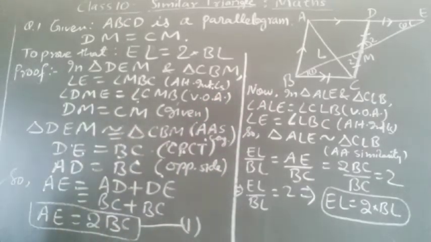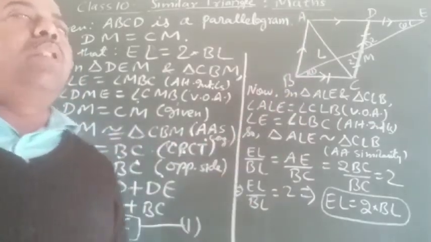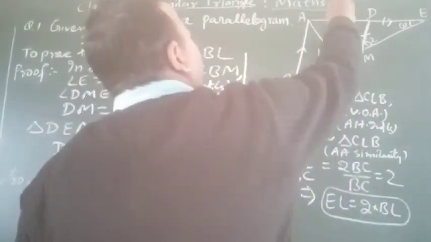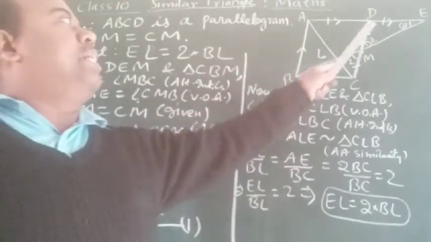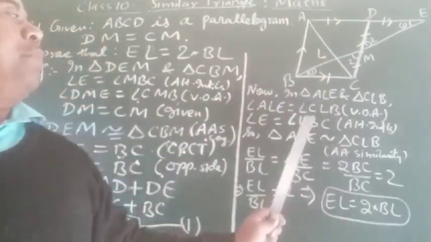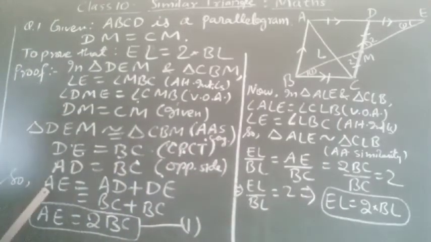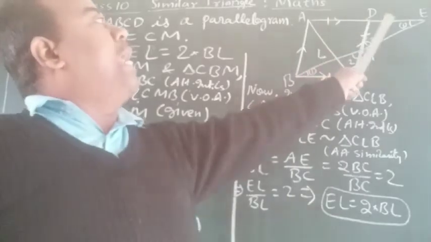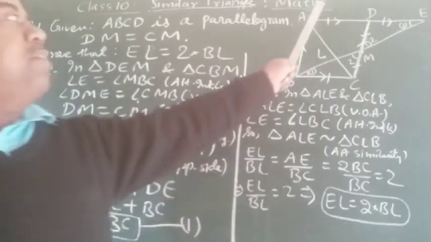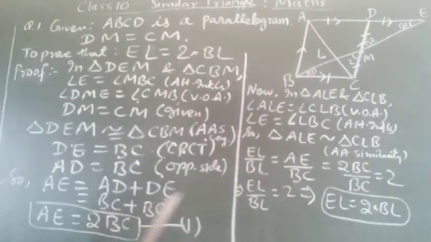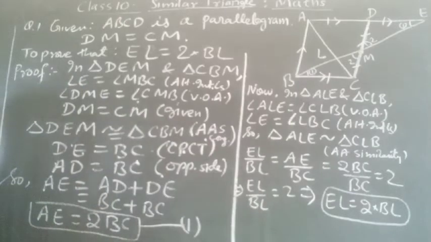Now we know that BC and AD are both equal because AD and BC are opposite sides of the parallelogram. So AD and BC are both equal, and BC and DE are also equal. Okay. So what do we write in the place of AE? In the place of AE we can write AD plus DE. In the place of AD we can write BC, and in the place of DE we can write BC. BC plus BC is 2BC. So AE equal to 2BC, I have written.